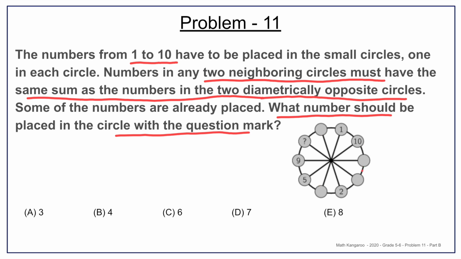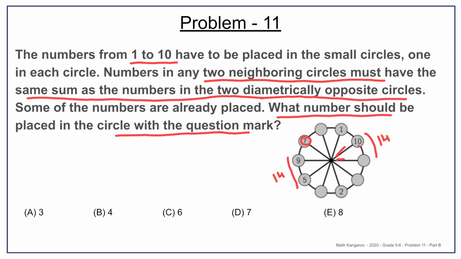This is the wheel where the numbers are from 1 to 10. Some numbers are visible, some are hidden. We have to find what number will be in this question mark. The condition here is that the two diametrically opposite circles will have the same sum. So for example, if we have 9 and 5 that sums to 14, then diametrically opposite are these two, and their sum should be 14 too.